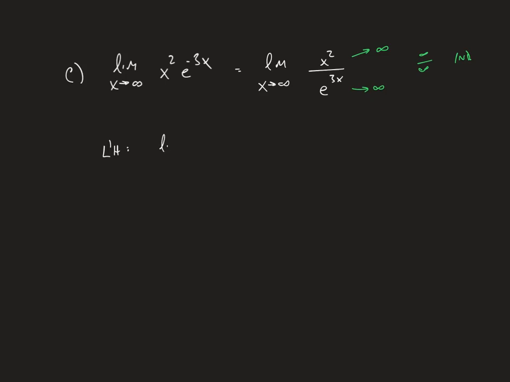Okay, so this is now the limit as x approaches infinity of, and the derivative of x squared is 2x. The derivative of e to the 3x is e to the 3x, but the chain rule says that I have to multiply that by the derivative of the 3x, which is just 3. Okay, so what's going to happen here if I plug in infinity? Well, we're going to have infinity and infinity, so we're going to have to apply L'Hopital's rule again.